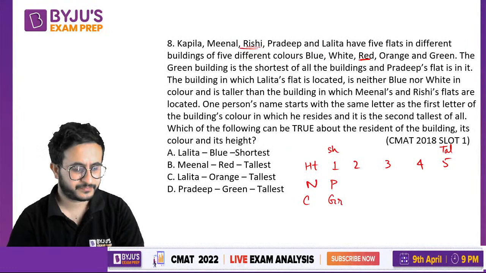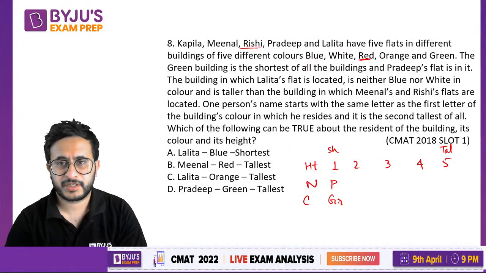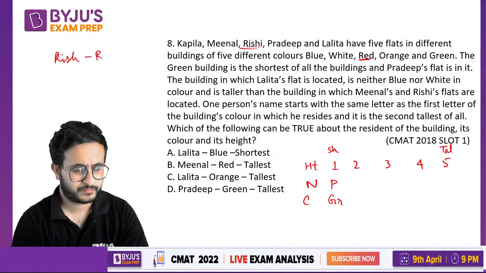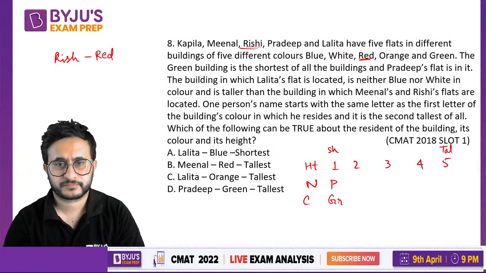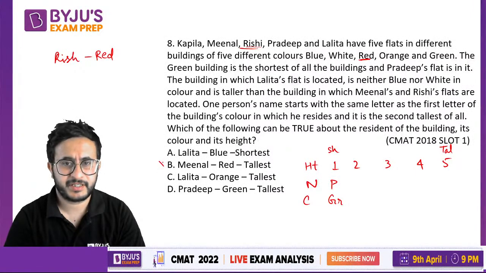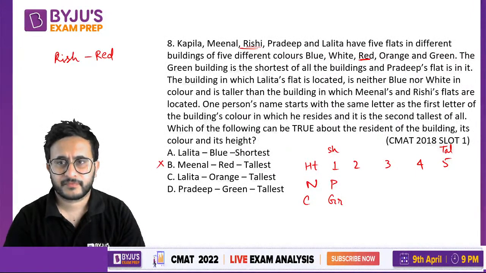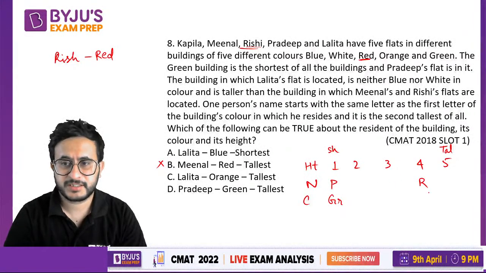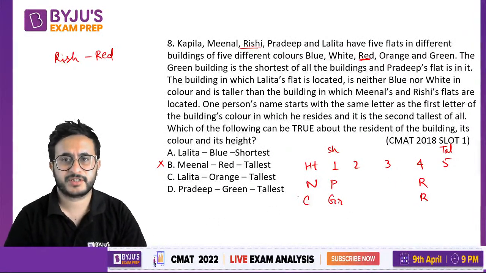Rishi and red. Okay, so Rishi is in red. So which of the following can be true? So this can be eliminated, right? Meenal cannot be red. And then we have that is the second tallest. Okay, so this is Rishi and this is red. That is second tallest, right?